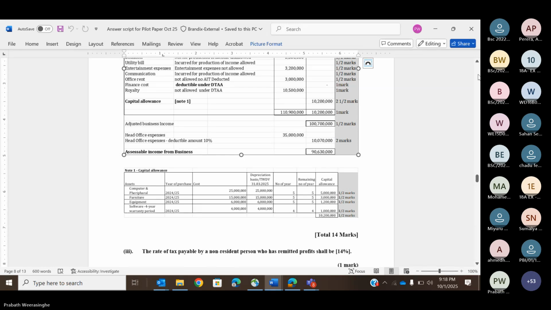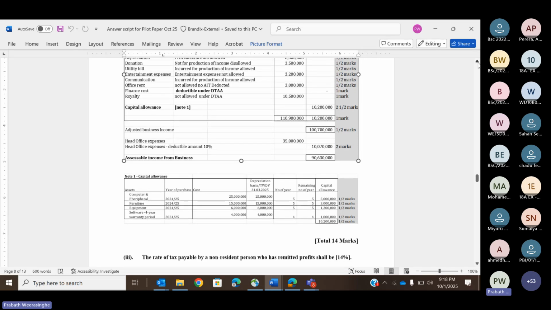Hello? Yes, sir. Right. You can refer to the structure of this paper. There may be some changes, but the structure of the paper and this suggested answer, I have put in a very formal way, so that you get an understanding about how the marks are allocated.